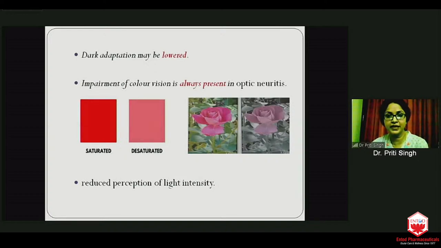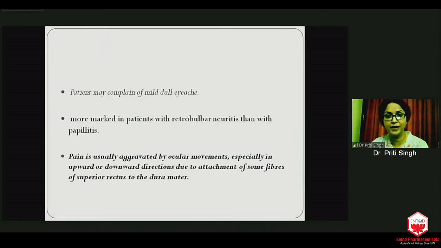There is typical red desaturation, and an easy test to check for this is to ask the patient to compare any red colored object with both eyes separately. The patient with monocular involvement will report a washed out color with the involved eye. There will also be reduced perception of light intensity in patients with optic neuritis. The patient may complain of a mild dull eye ache, which is more marked in retrobulbar neuritis than in papillitis.